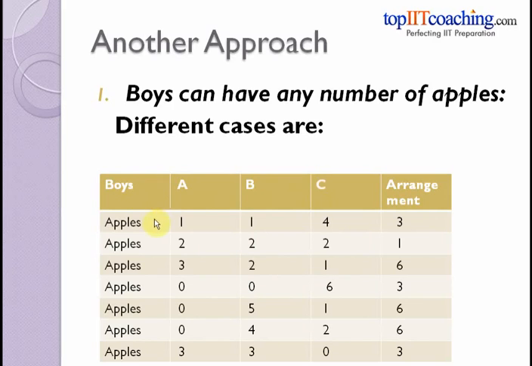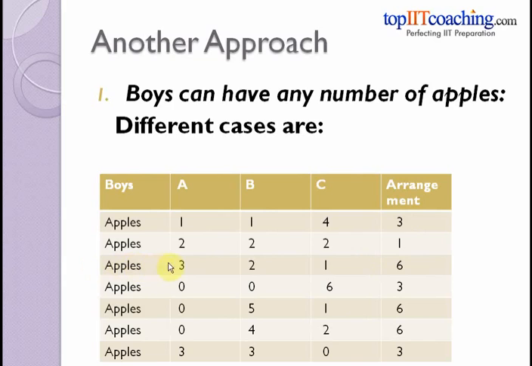So the first case could be A getting 1 apple, B getting 1 apple and C getting 4 apples. And the number of arrangements is equal to 3, because A can have 4 apples, B can have 4 apples. So as such we have got 3 arrangements for this case. The case 2 could be A getting 2 apples, B getting 2 apples and C getting again 2 apples. And the number of arrangements in this case would be 1.